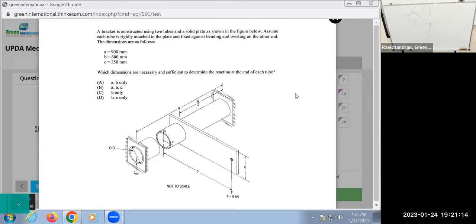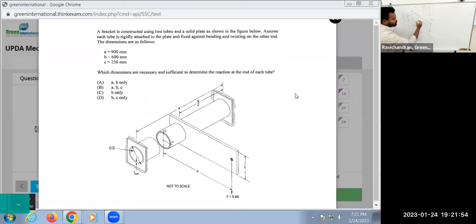So the battery is constructed using two tubes as per the figure, with dimensions A, B, and C given. Which dimensions are required to find the reaction at the end of each tube? A load of P is given. To find the reaction, there will be two forces acting on this bar. One force is a reaction force acting upwards, which creates a moment.